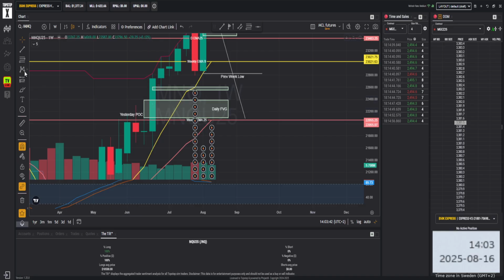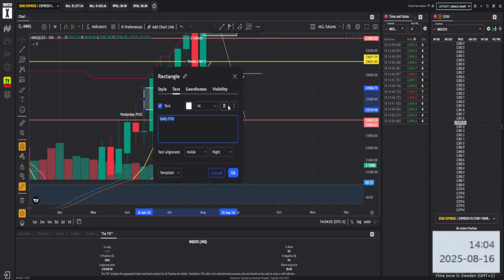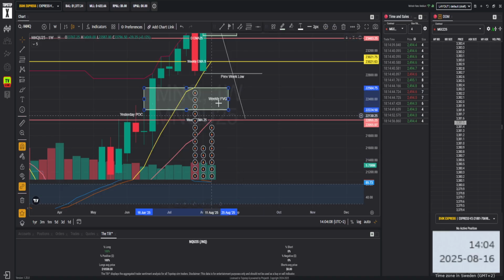We did have this gapping up though, but this candle... wait, that's wrong. Oh, I'm in the weekly, that's why. Well, let's do a weekly instead. That's more, isn't that better? Let's remove this. But this is a weekly fair value gap. That is even better. Let's keep that.